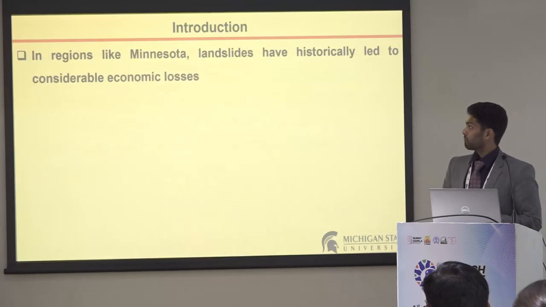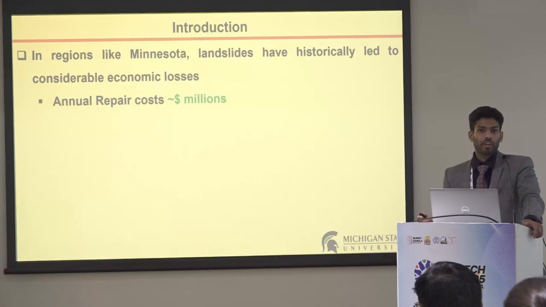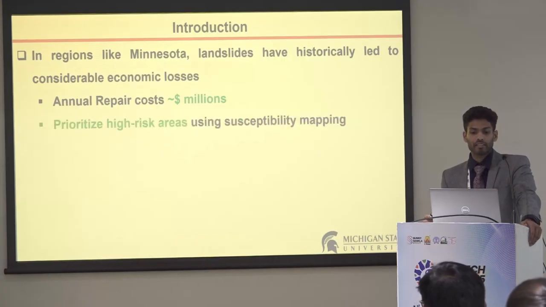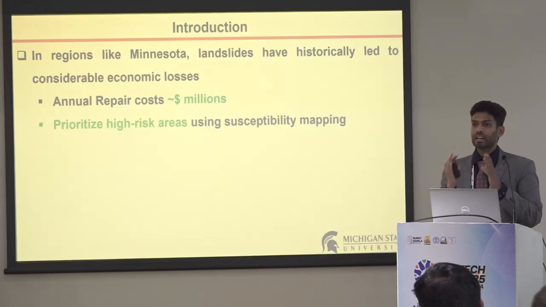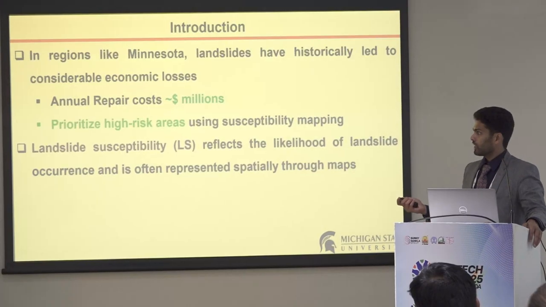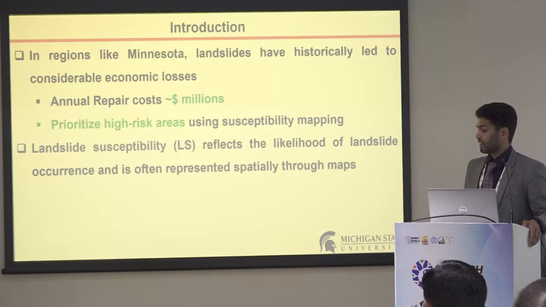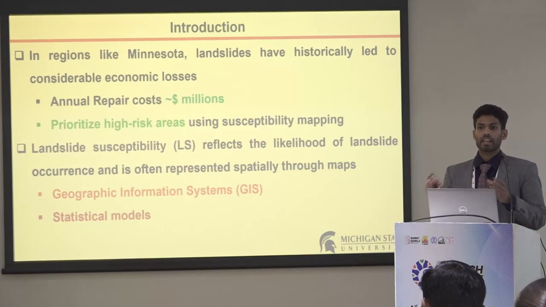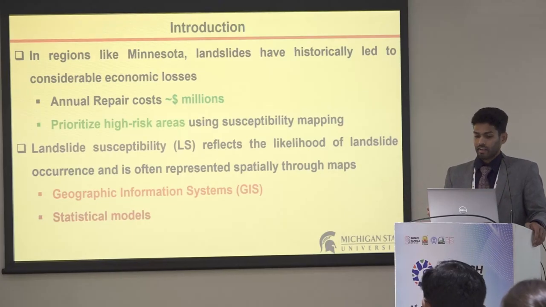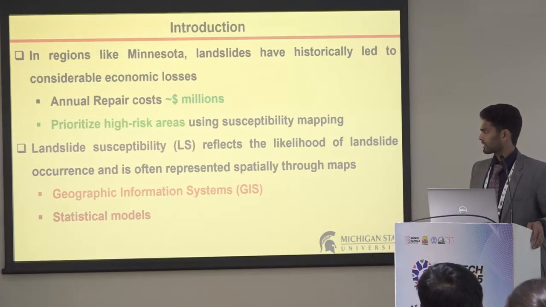So in regions like Minnesota, landslides have historically led to considerable economic losses, and they cause millions of dollars in annual repairs. So we need to prioritize those high-risk areas. Why? Because we have only limited resources, so we want to prioritize and make informed decisions. For that, we need to conduct landslide susceptibility mapping, which reflects the likelihood of landslides occurring. In previous studies, typically GIS and statistical models are integrated together to come up with this modeling. And in our study, we'll be using a deep neural network model to arrive at this landslide susceptibility map.